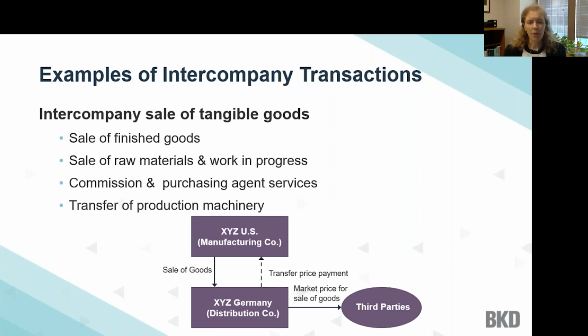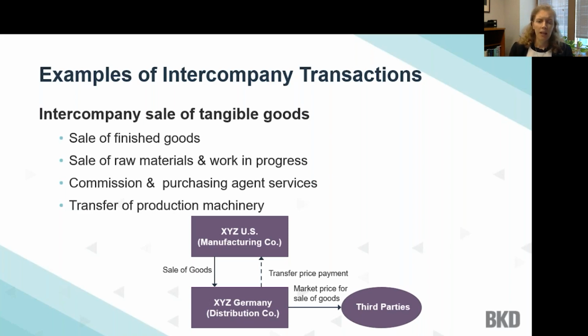Now, as I said, the example there shows basically the sale of finished goods. We can also look at the sale of raw materials or intermediate goods/components. That's another common type of intercompany transaction, as well as purchasing commissions or purchasing agent services. That's also something to think about that has to deal with tangible goods. And last but not least, you have the idea of transfer of production machinery. That's another thing that needs to be analyzed.